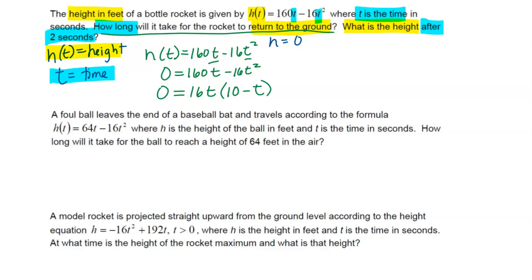So when we're using factoring to solve, once we have it factored, we use the zero product property to figure out what values of t make it work. I'm running out of space here. I'm just going to skip over here. So I would set 16t equal to 0, and I would set 10 minus t equal to 0. And I solve each of those little linear equations.